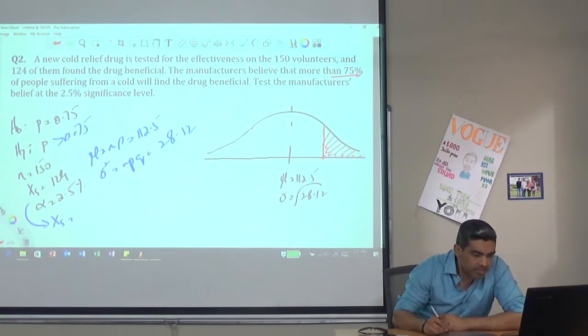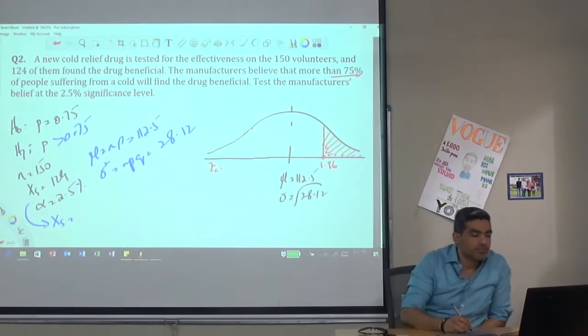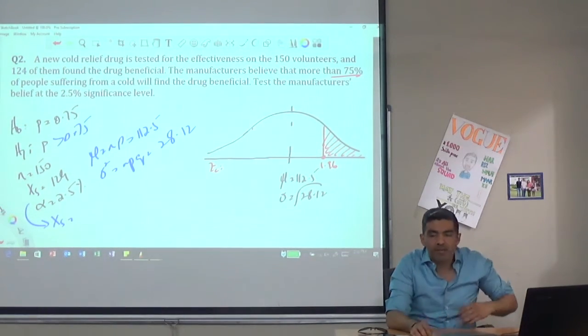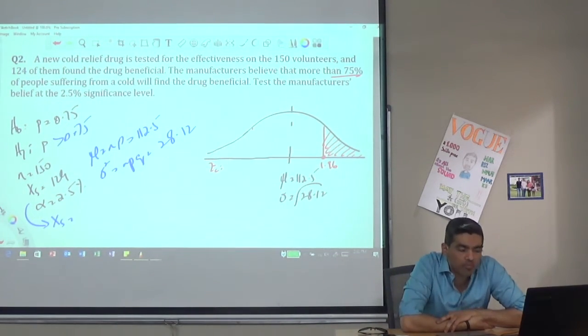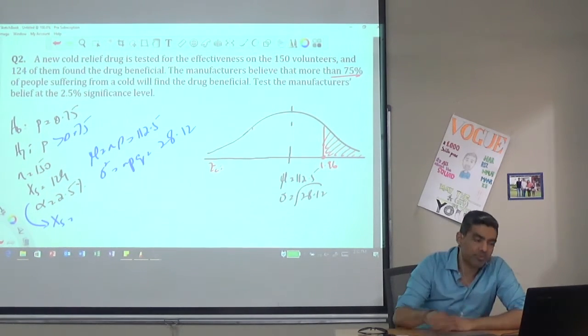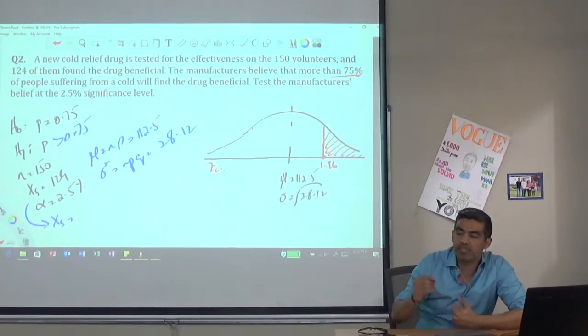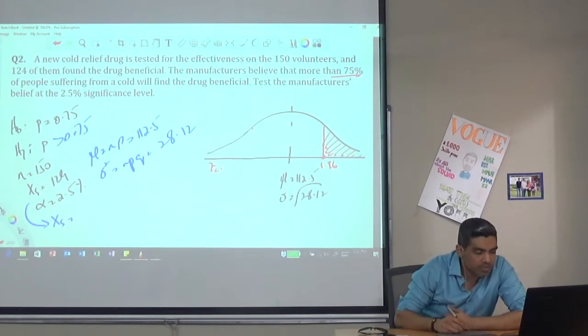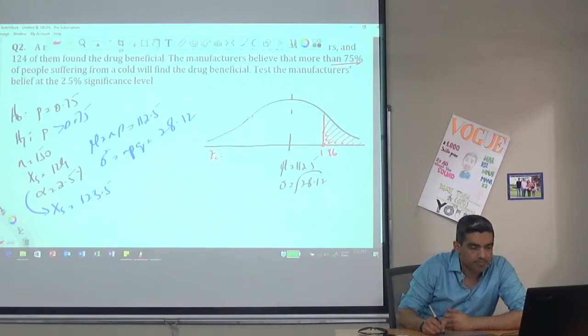So this Z critical is 1.96. Okay, if you're on the right side and you're going all the way towards the right, what would be the continuity correction? Plus 0.5, minus 0.5? Minus 0.5. You would start a little before. You would take it from 123.5 and then go towards the right.